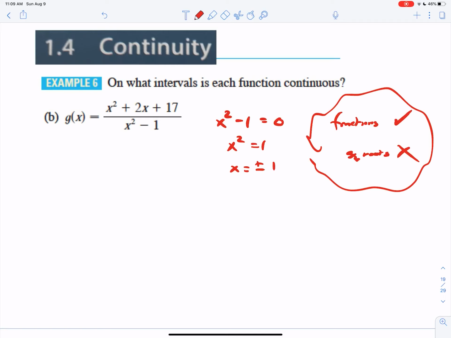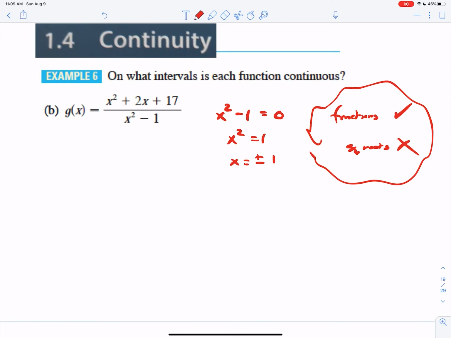Plus or a minus 1. So what this is saying is if x is 1 or negative 1, what would happen to the bottom? It would come out to 0, causing the whole function to be undefined, right? So we know that our domain has to be all real numbers except for these two numbers. Okay? So if we know the domain, we will know where it's continuous.